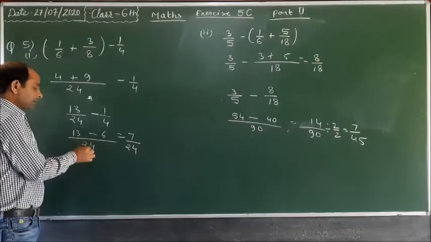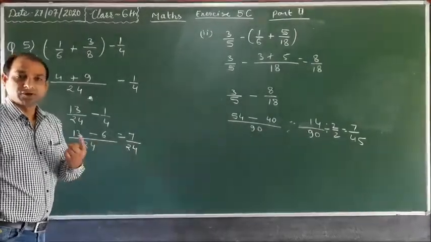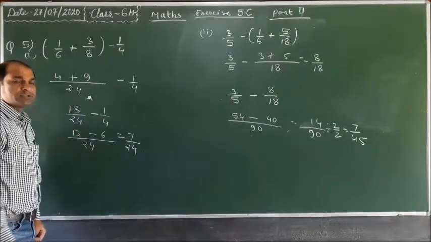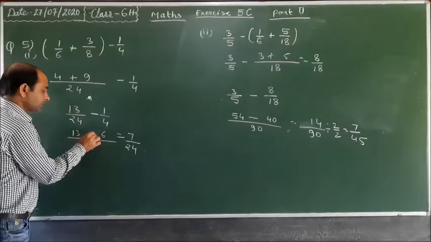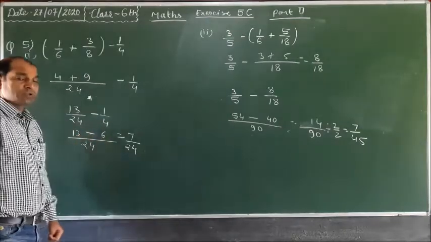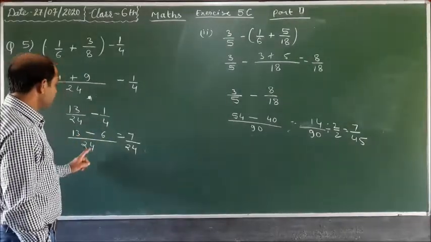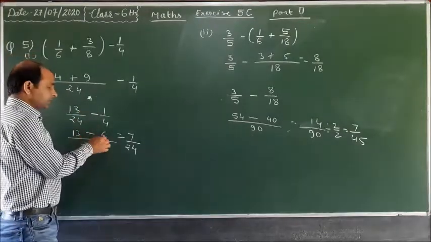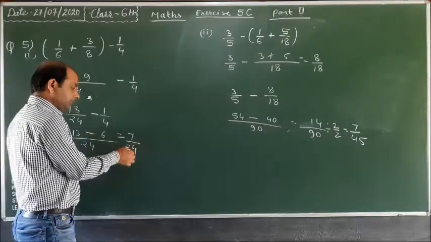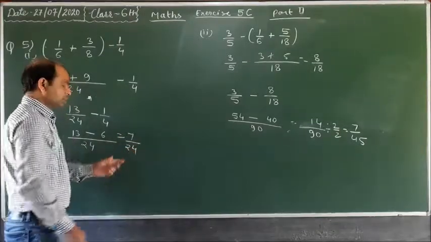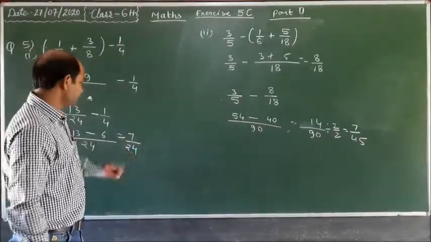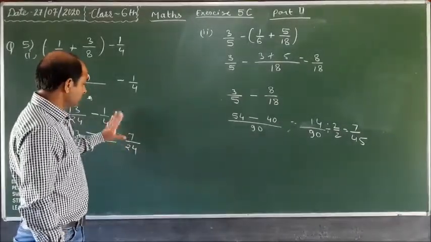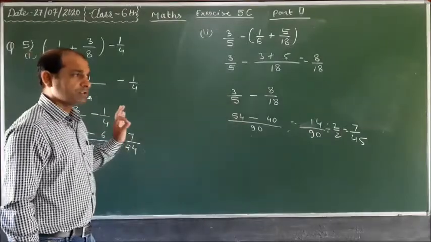Now 24 divided by 24, the quotient is 1. 1 multiplied by 13 equals 13. Then for 4, 6 times 4 is 24, the quotient is 6. 6 multiplied by 1 equals 6. Now 13 minus 6 equals 7 upon 24. This is your answer. This is already in the lowest terms, so 7 upon 24 is your solution.